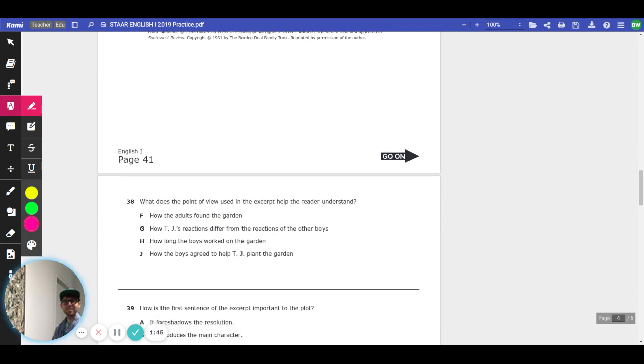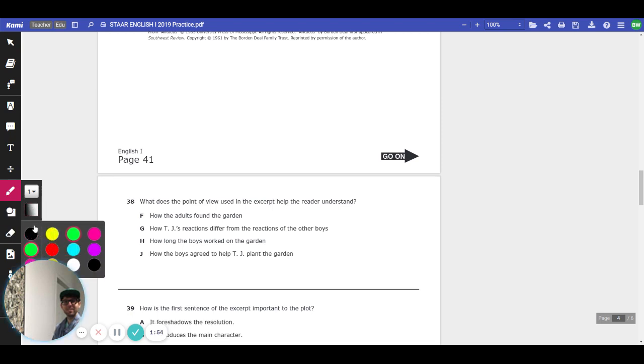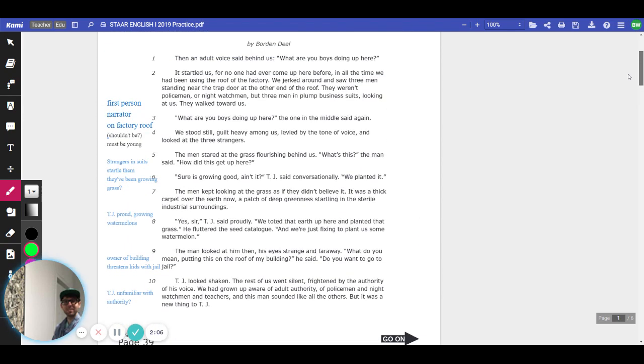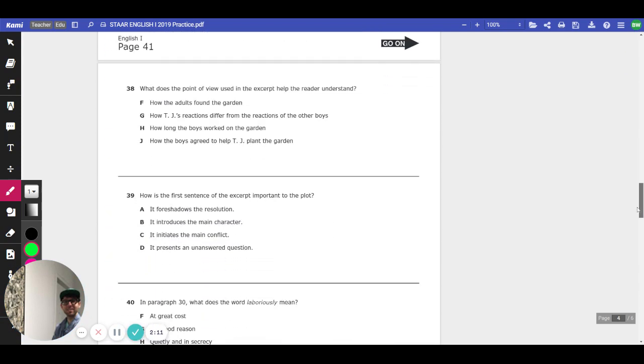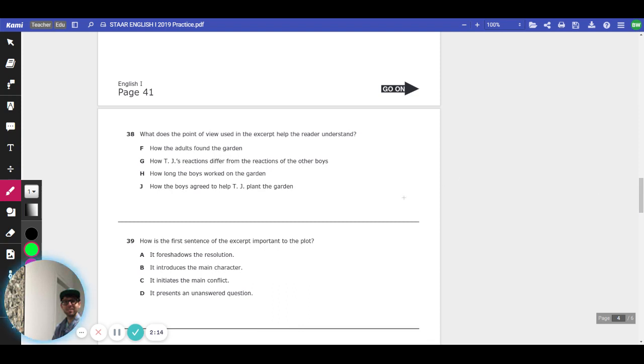What does the point of view used in the excerpt help the reader understand? And I'm gonna do process of elimination for sure on the reading section. I would do it on revise and edit as well, but definitely on here. Well, as I marked up in the beginning, it's first person point of view. We never get the narrator's tone or name, but we're viewing mostly TJ, and so since we're looking at how TJ is, we can know it's not how the adults found the garden. Any of the characters could have showed us that.